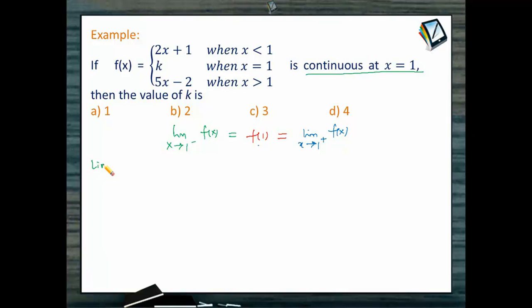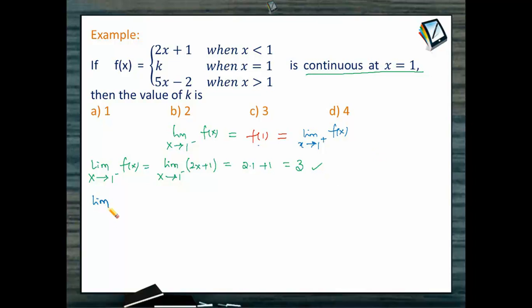First I am calculating limit as x tends to 1 minus of f of x. When x tends to 1 minus, that is when x is to the left side of 1, how is the function defined? It is defined as 2x plus 1, and for 2x plus 1, 1 is a number inside the domain, so I can directly substitute. What happens when I directly substitute? It becomes 2 into 1 plus 1, so the left hand limit exists and the value is 3.